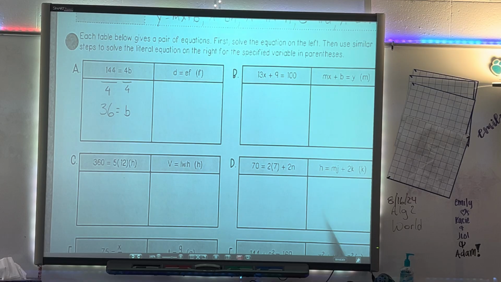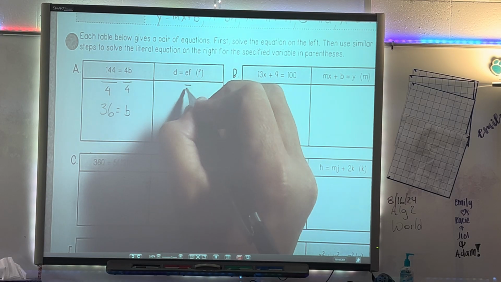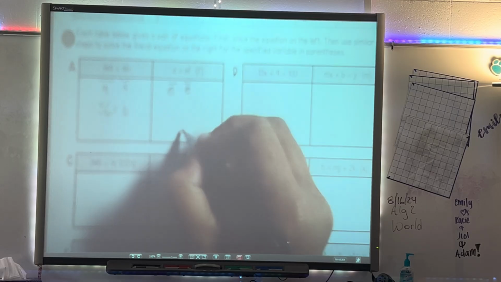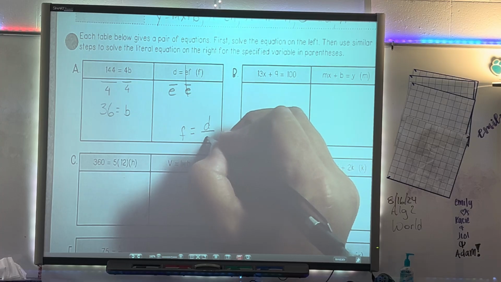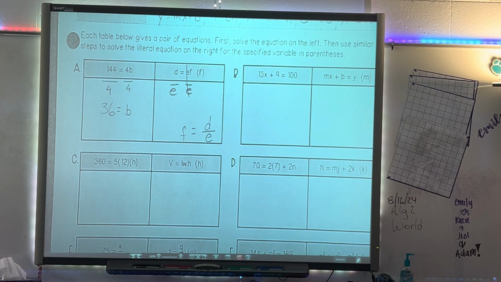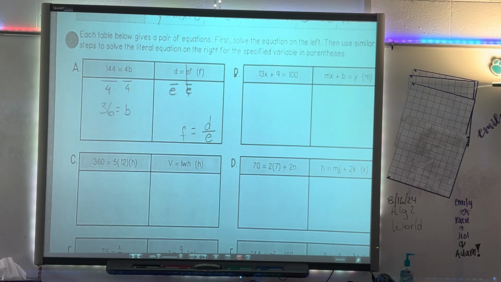On this problem over here, it's a similar problem, but I have all letters. I want F. So how do I make E go away? Divide by E. So then I have F is equal to D over E. And I'm going to leave it like that. I'm not going to do anything else. I'm just going to leave it there. Is everybody okay?